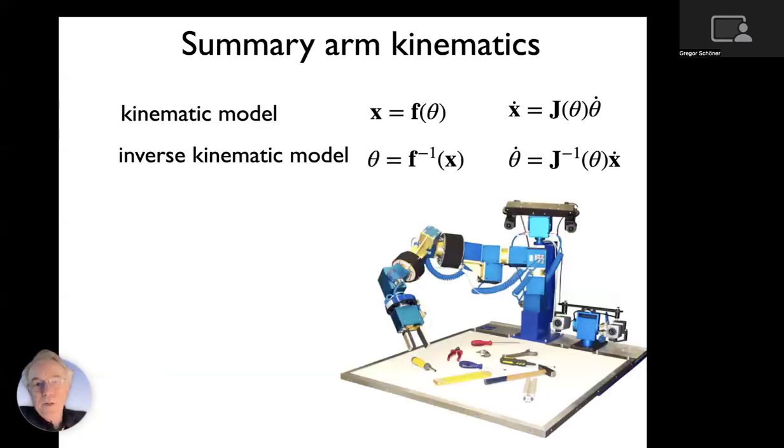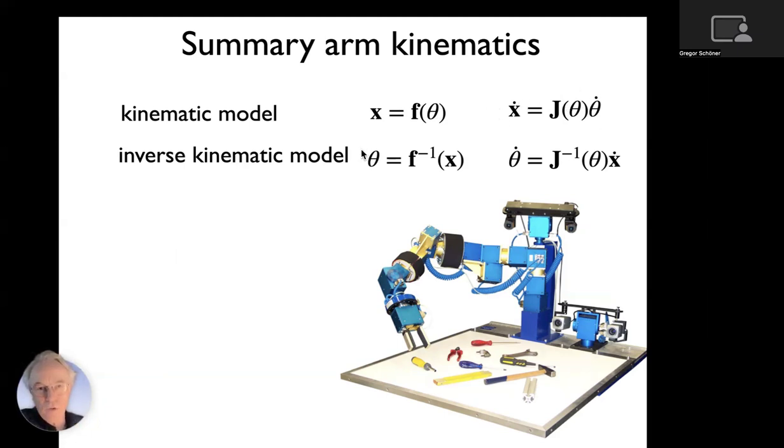Okay, so here is a summary of these four things. These are maybe the four things you might really want to understand. So the forward kinematic model from theta, knowing where the end effector is, and its differential form, where the Jacobian is defined as this matrix. It depends on theta, but not on theta dot.